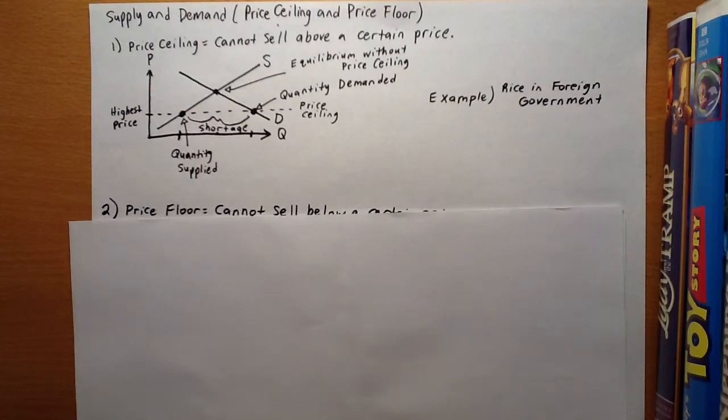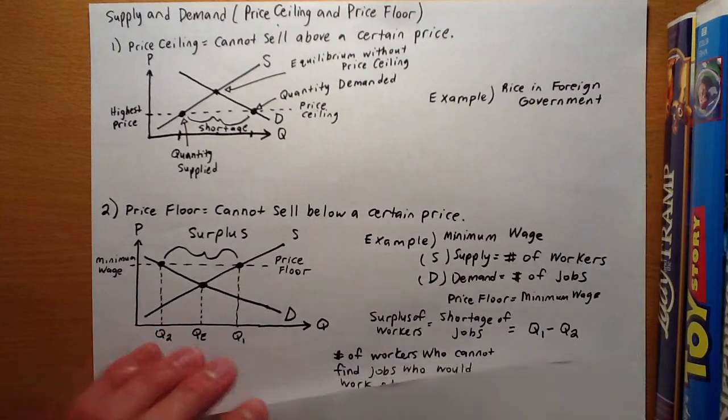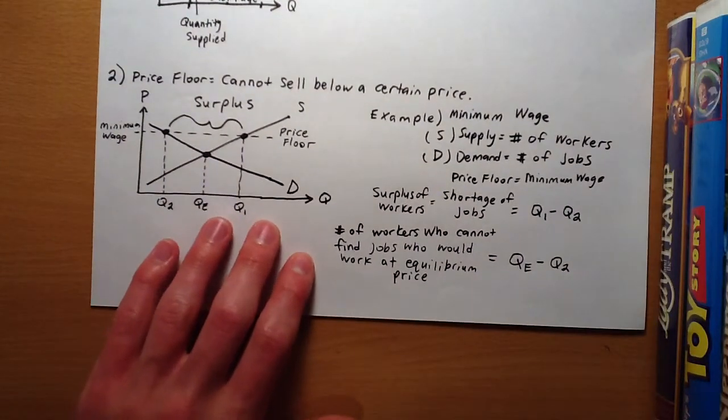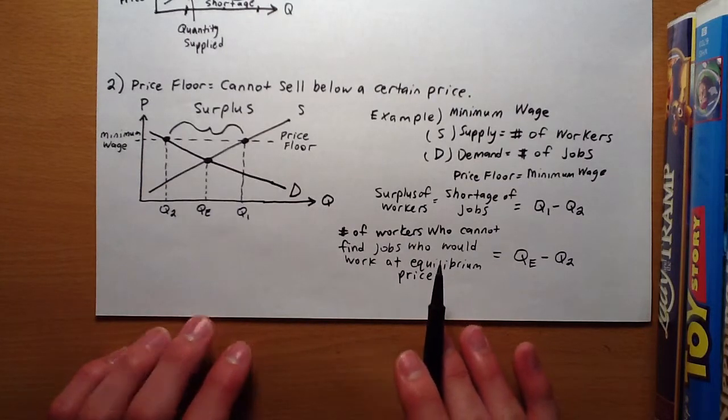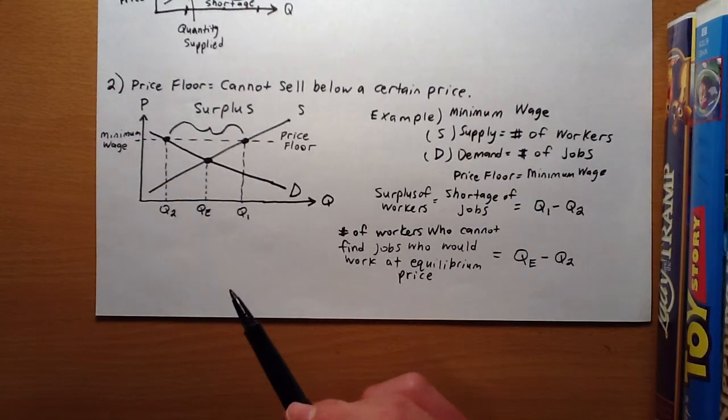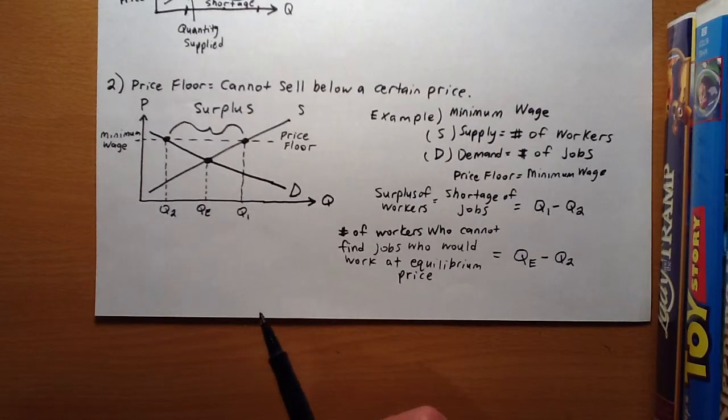Okay, the second thing we're going to talk about is price floor. And price floor is the exact opposite of price ceiling. A price floor tells us that we're not allowed to sell below a certain price. Okay, think about it this way. Minimum wage. In the United States, we use this. The minimum wage is a price floor. It is illegal to pay someone below minimum wage.